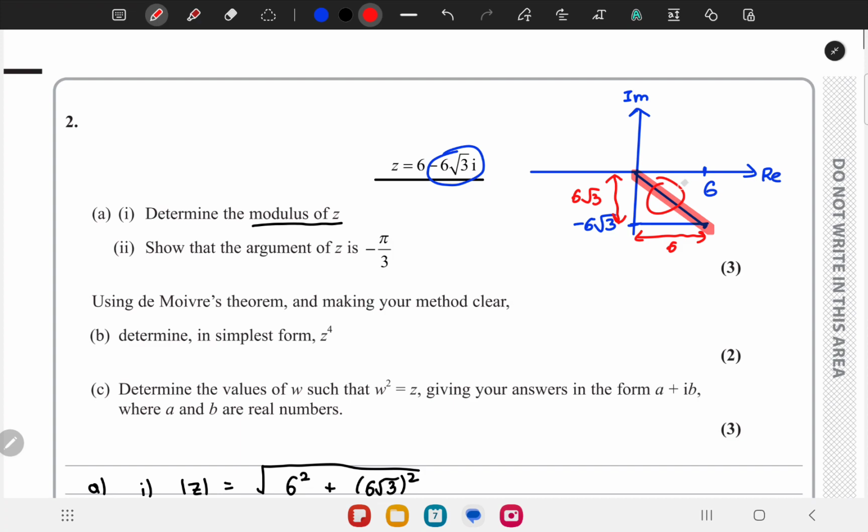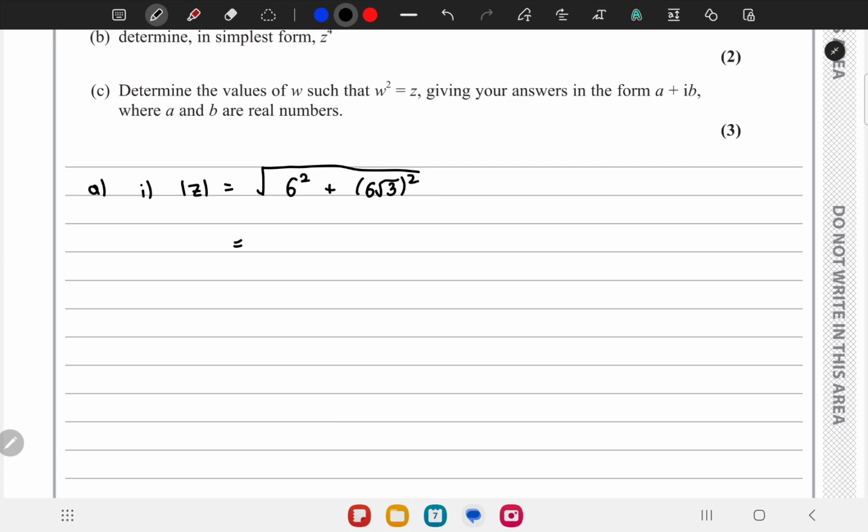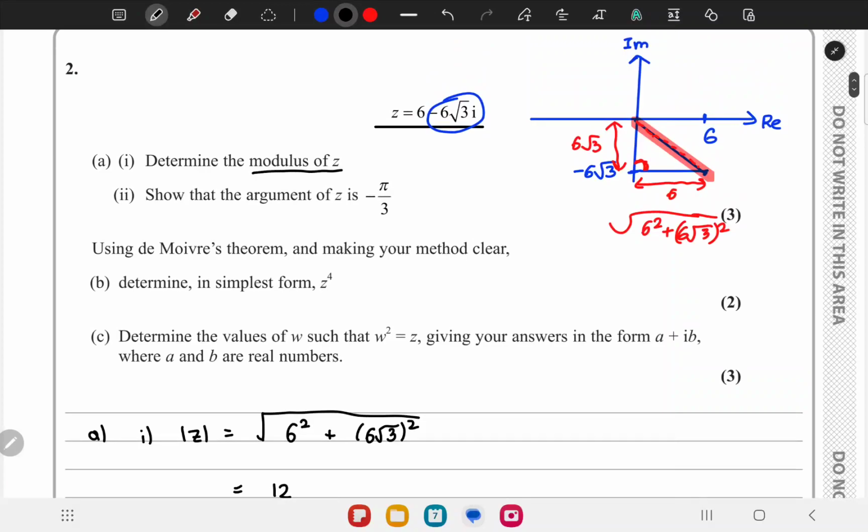So this will also be a right angle triangle, so the magnitude of the hypotenuse over here will be root over 6 square plus 6 root 3 whole square. If we calculate this, we get a value of 12. Now the argument is the angle between this line we had over here and the real axis, so this angle over here.